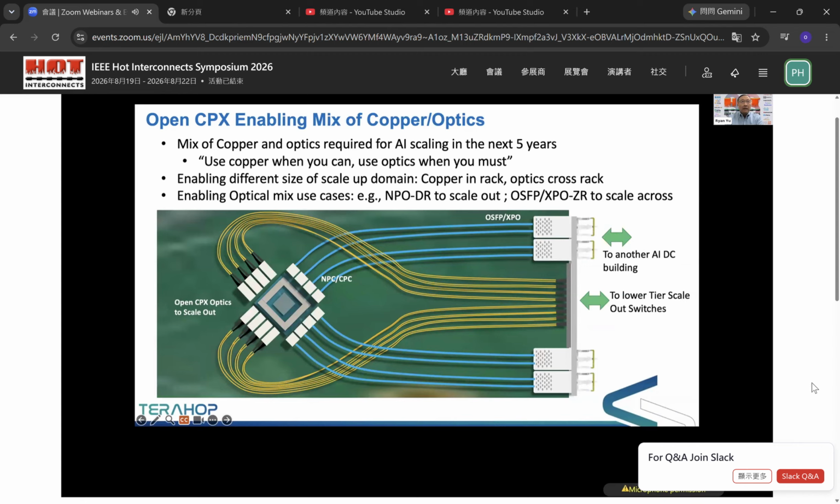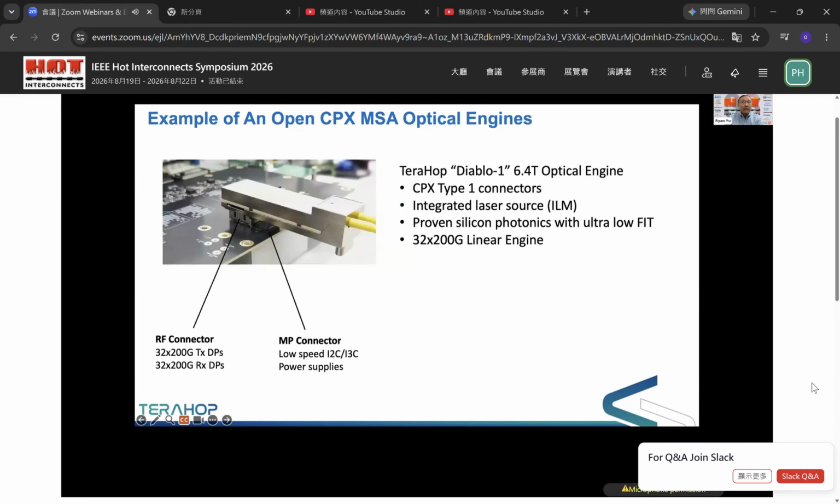And you can also enable, in this case, a mixed optical mix. For example, I think Sunil is going to talk about SPO. For example, this is a mix of MPO, CPO, or XPO deployment. In this scenario, you have half of the switch ports facing up for scale across, and the facing down version going to the scale out domain. So this gives you a rich combination of deployment.